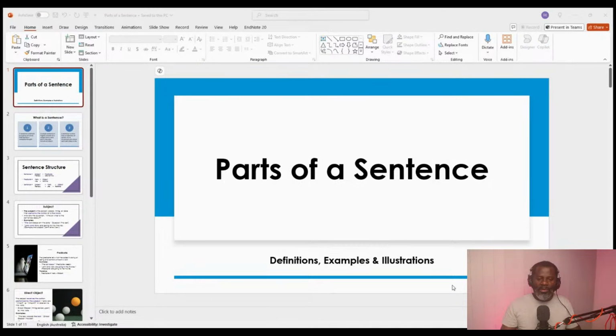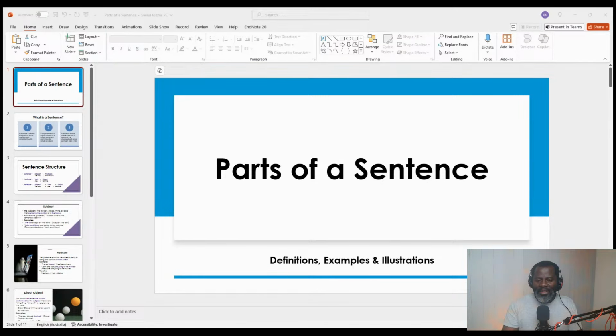So we are looking at parts of a sentence, and we're going to give definitions and examples, and I hope we are going to do everything within the time that we have. So without wasting much, a sentence is defined as a group of words that express a complete thought.